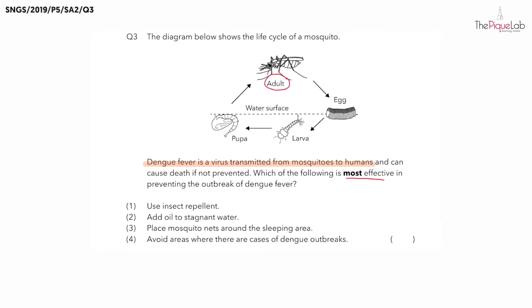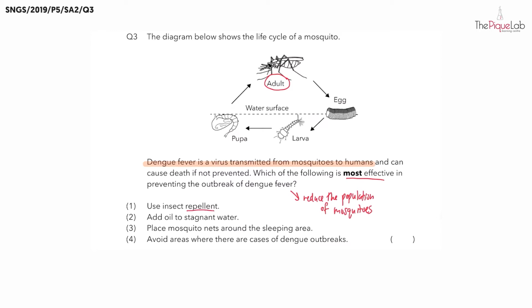So, what should we do to the population of the mosquitoes if we want to prevent an outbreak of dengue fever? We should try to reduce the population of the mosquitoes. Let's try that out. We are basically looking for the most effective method in trying to kill off the mosquitoes. Let's take a look at method number 1, using insect repellent.